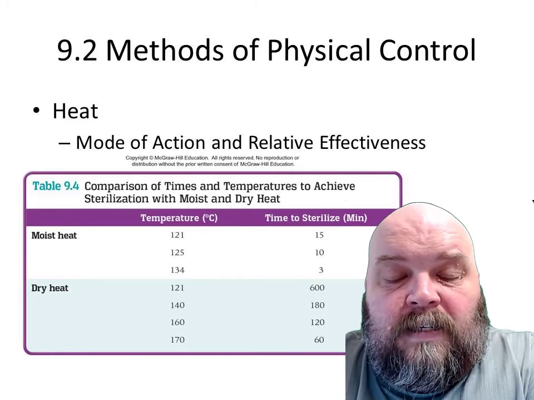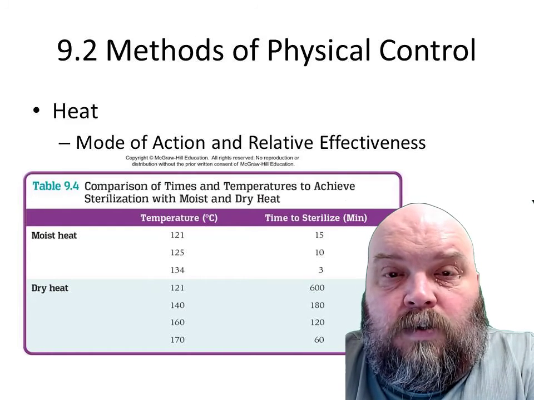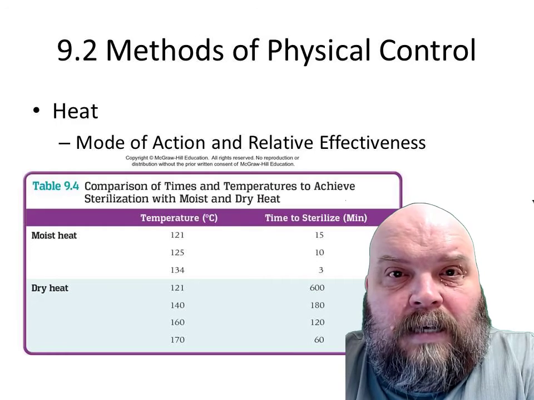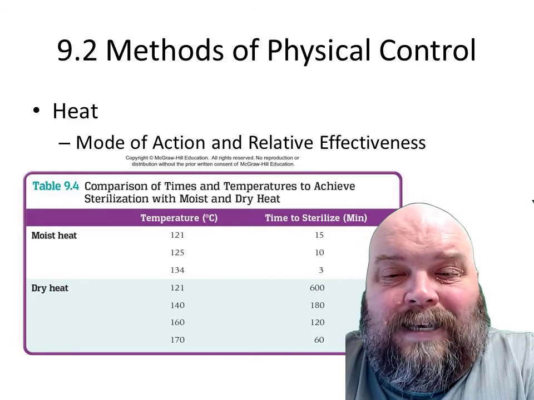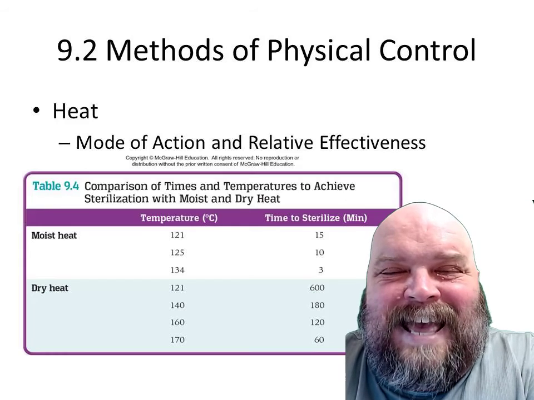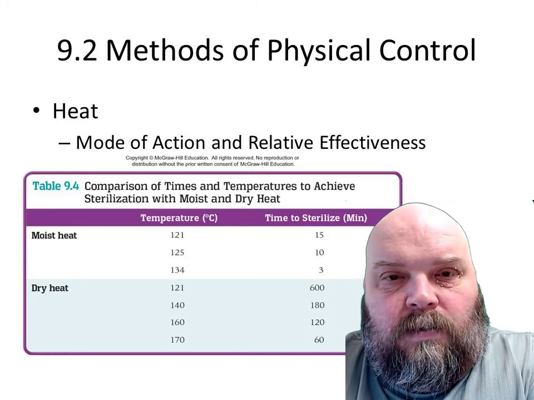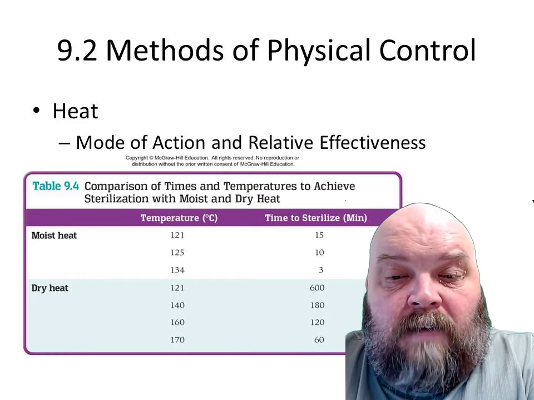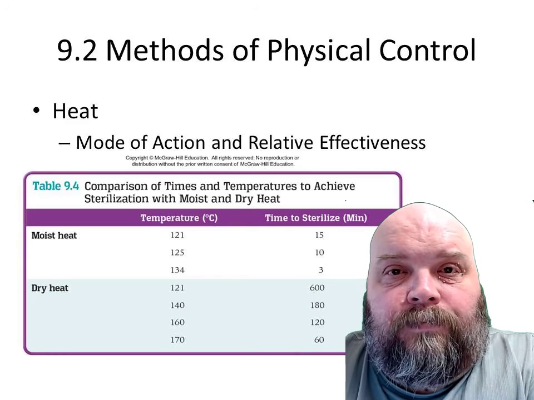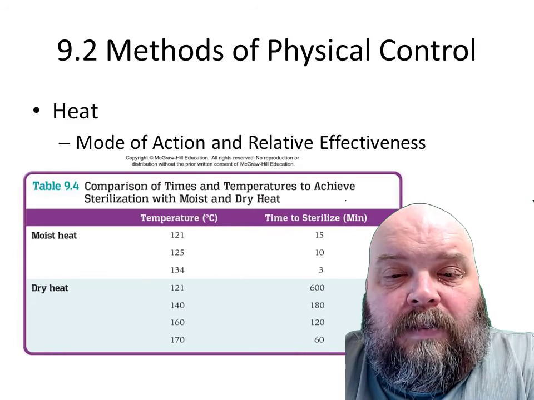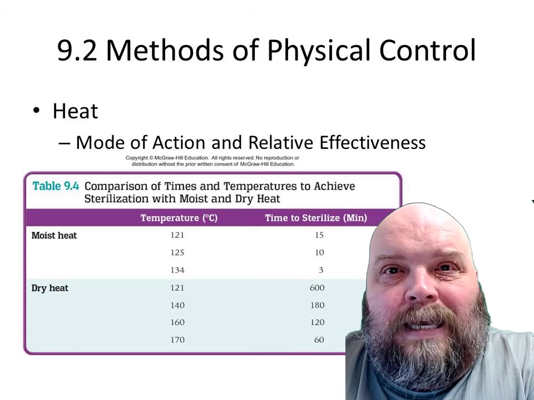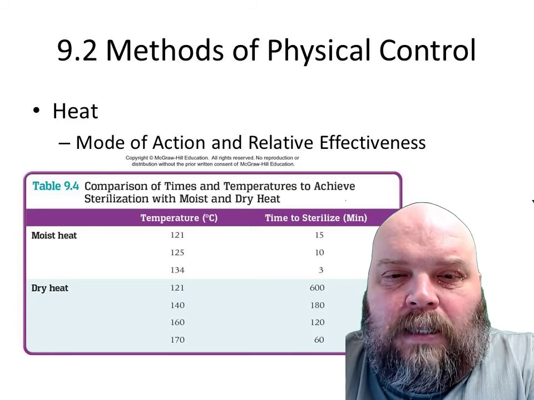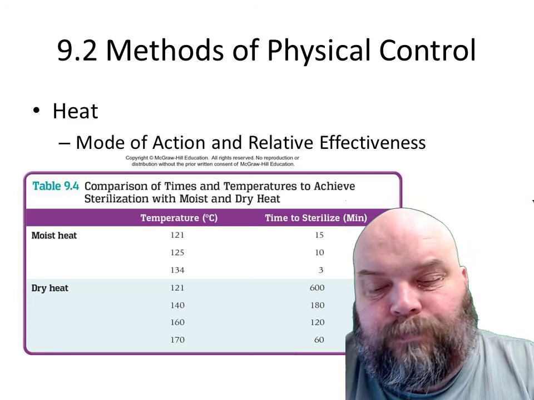To get relatively the same thing from dry heat, look at the times. 121 degrees Celsius dry heat, you're going to have to go for 10 hours. 170, well, only an hour. That's baking temperatures. If you're wanting to bake a cake, that's basically what you're looking at right there.